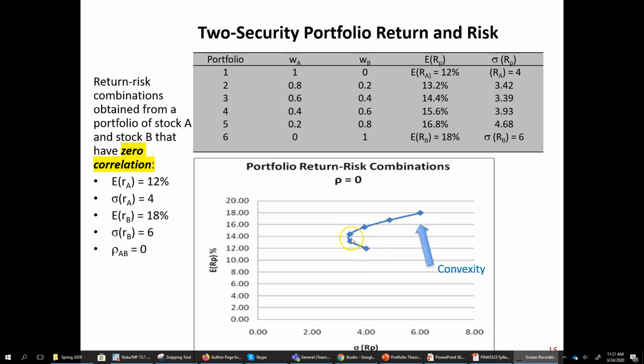And what do we see here? We see the same thing as we saw with negative correlation, in that there is an efficient portion and an inefficient portion.